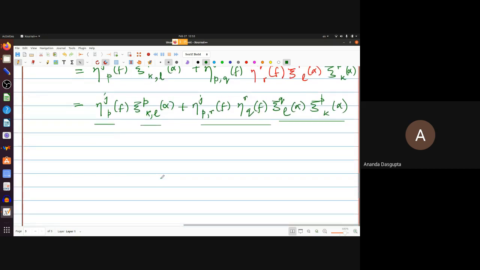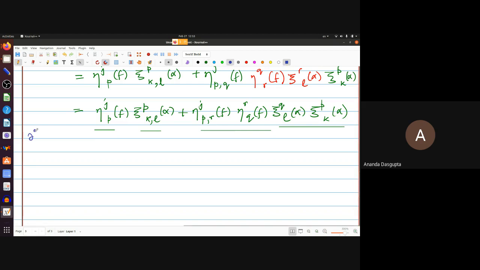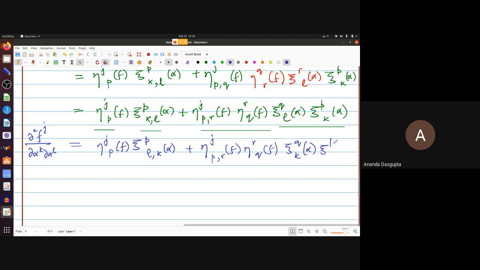But what does it have to be equal to? It has to be equal to del 2 fj del alpha k del alpha L. But can anybody tell me what that is going to be without doing any calculation? It should be eta jp xi p lk. Yeah, it will be just what you have on the top line, except that all the L's and K's will be interchanged. That's it. These are exactly the same. Xi q k alpha, xi p l alpha.